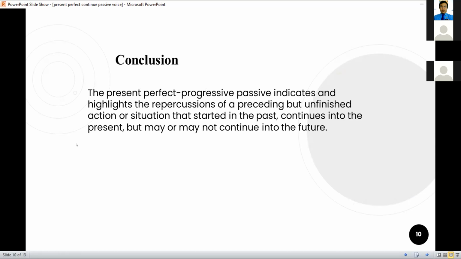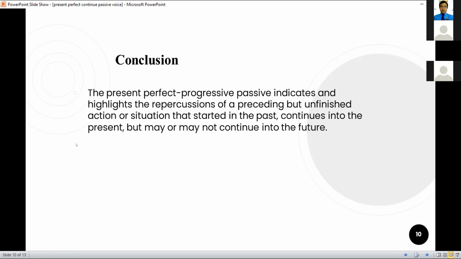For conclusion, the present perfect progressive is used to indicate and highlight the repercussion of a preceding but unfinished action or situation that started in the past, continues into the present, but may or may not continue into the future.